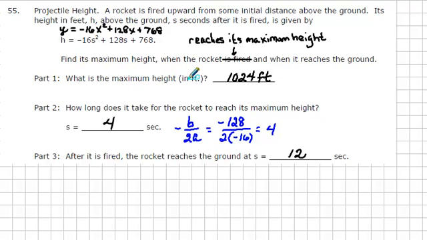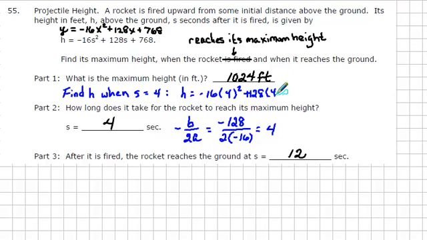For part 1, what is the maximum height? Well, in order to determine the maximum height, we need to substitute 4 in for s in the equation. So we'll find h when s is equal to 4. So h is equal to negative 16 times the square of 4 plus 128 multiplied by 4 plus 768.